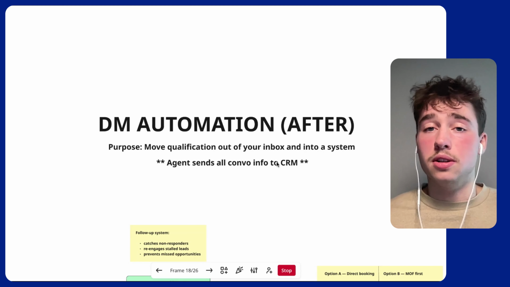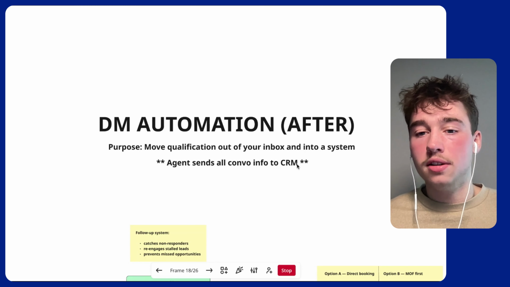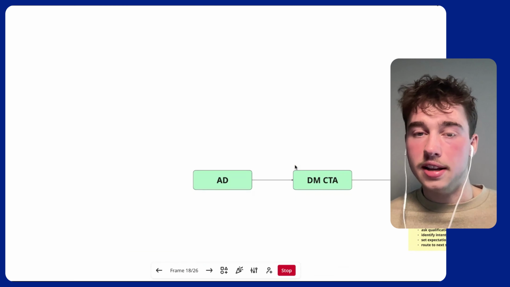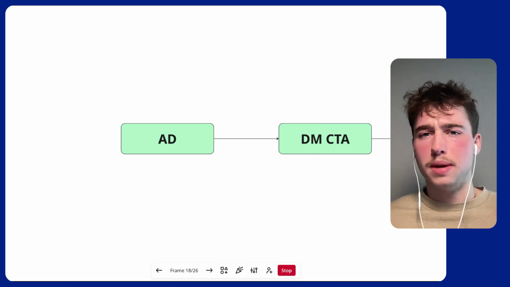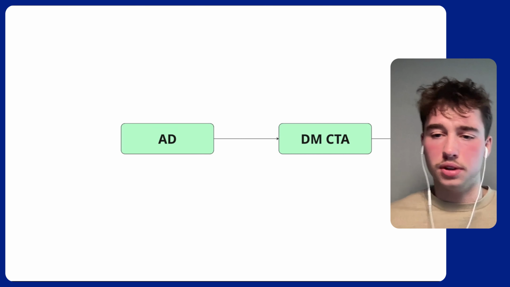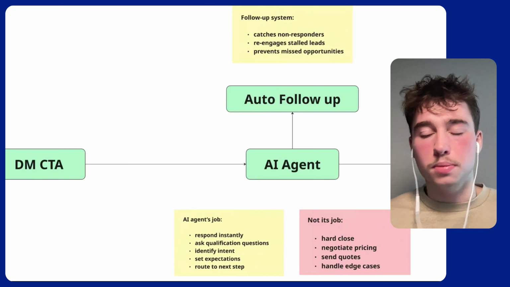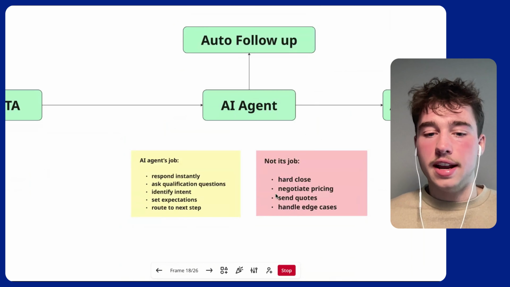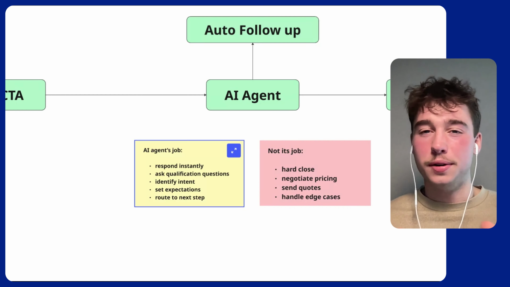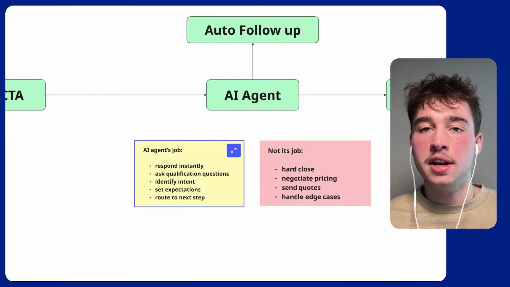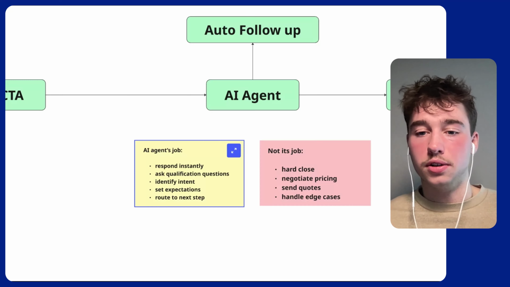And the agent's basically going to send all of this convo info and data to the CRM system that you're tied into. So they'll come from the ad and then they'll have a DM CTA, just basically a simple question to start the conversation where they can just click the button, yes or no. Super simple there. And then you'll have the AI agent get into it. So the AI agent's job is to respond instantly, identify their intent, and set expectations, right? And route them to the next step, wherever that looks like in your funnel.